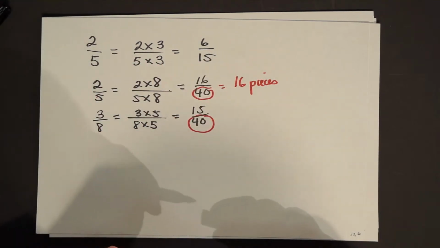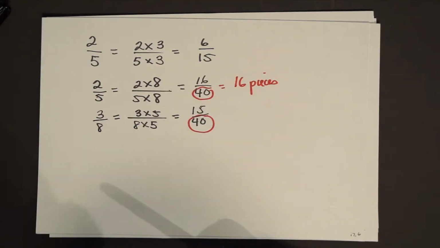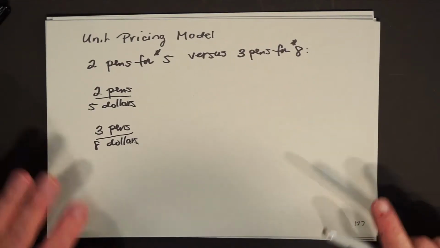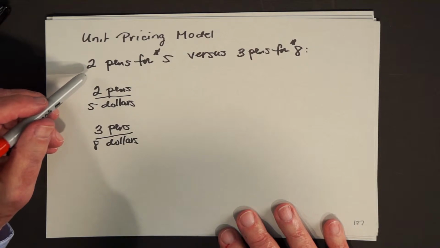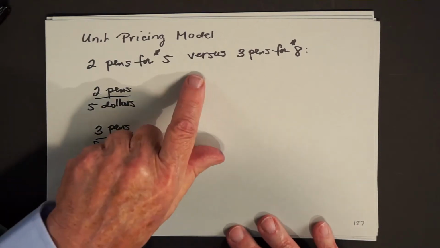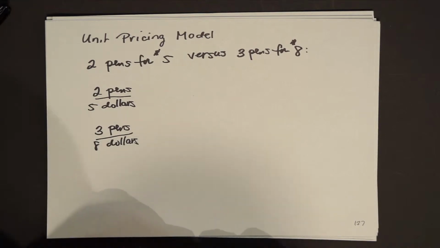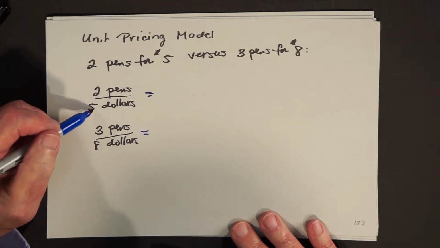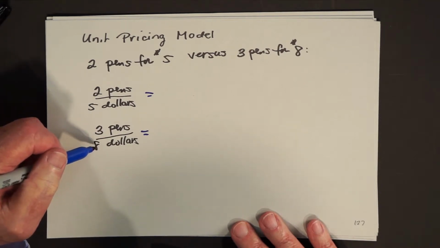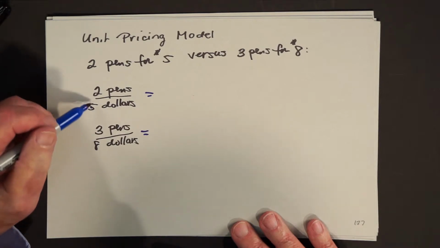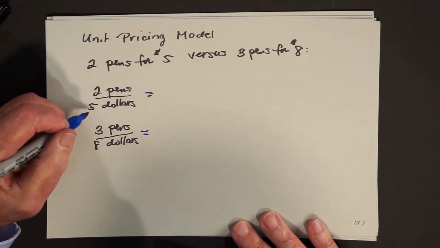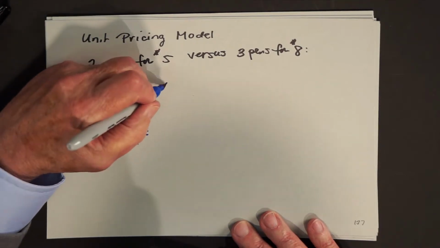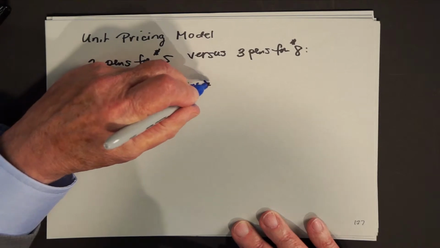Okay? Now, if this is too abstract, we go into what I call the unit pricing model, where we say, okay, suppose in one store they're selling 2 pens for $5. In another store they're selling the same pen at a rate of 3 pens for $8. And you want to find out which is the better rate, meaning the cheaper rate. Okay? And you say, well, I can't compare these because the 2 is modifying 5 while the 3 is modifying 8. So you say, well, the common denominator would be 40. And to get from $5 to $40, you'd have to multiply by 8.